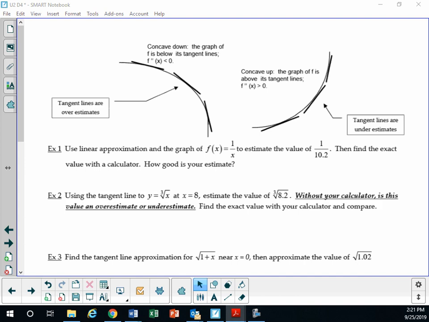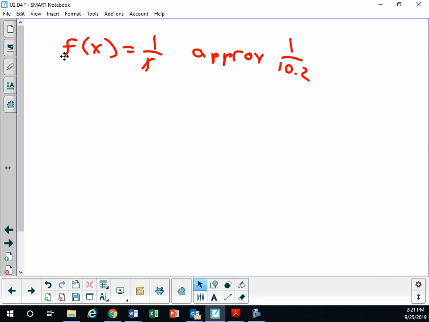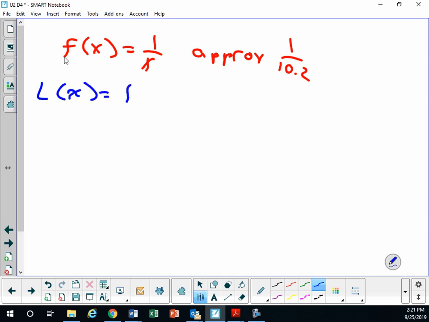There we go. f of x equals 1 over x. And I want to approximate 1 over 10.2. So here's my question. First of all, the first thing that I'm going to write down is the formula: L of x equals f prime of a times x minus a plus f of a.